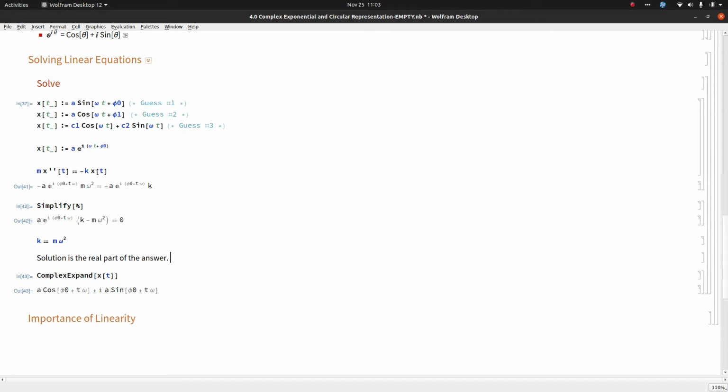You can kind of think of this as a mathematical trick, but the only part you care about is the real part. You can basically forget the imaginary part. The imaginary part just comes along for the ride. And all of this is possible because the real and the imaginary parts don't mix.